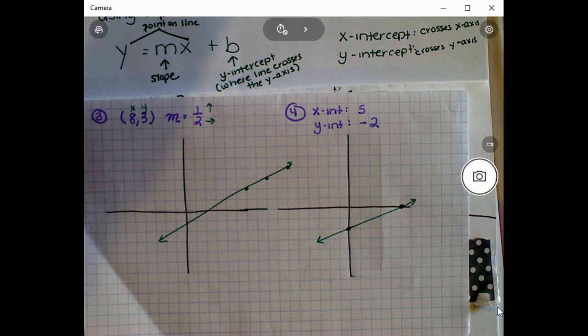All right, so you can see there are many ways to do this. They all rely on the same principles, and I hope that you understand.